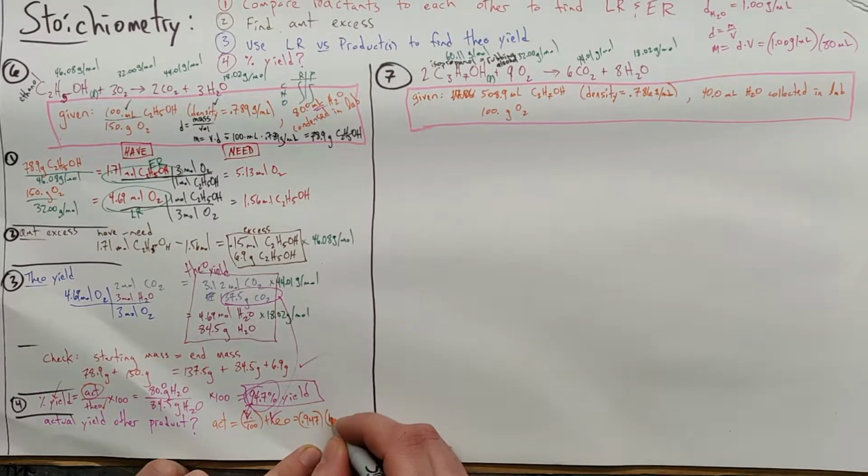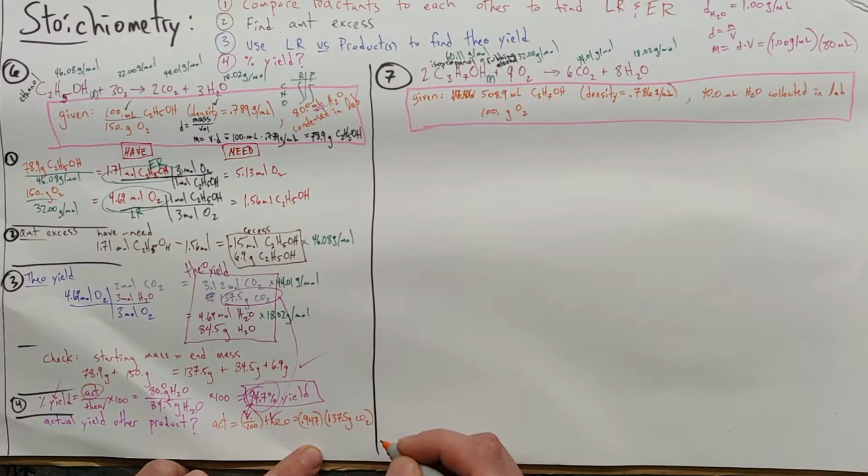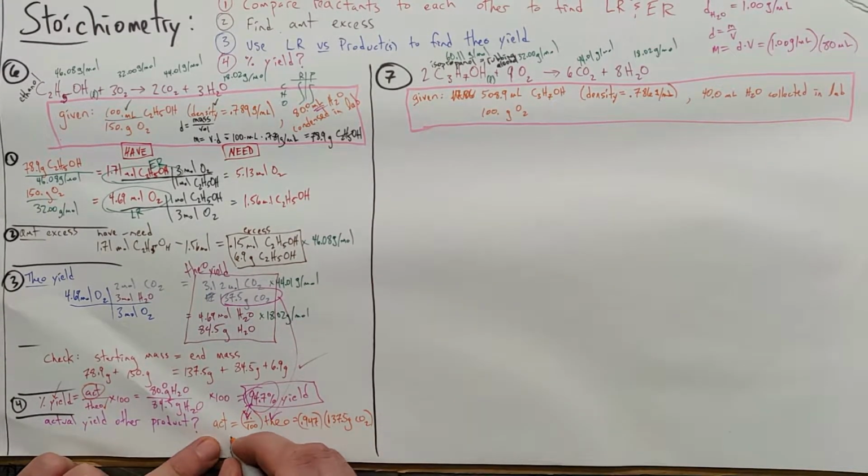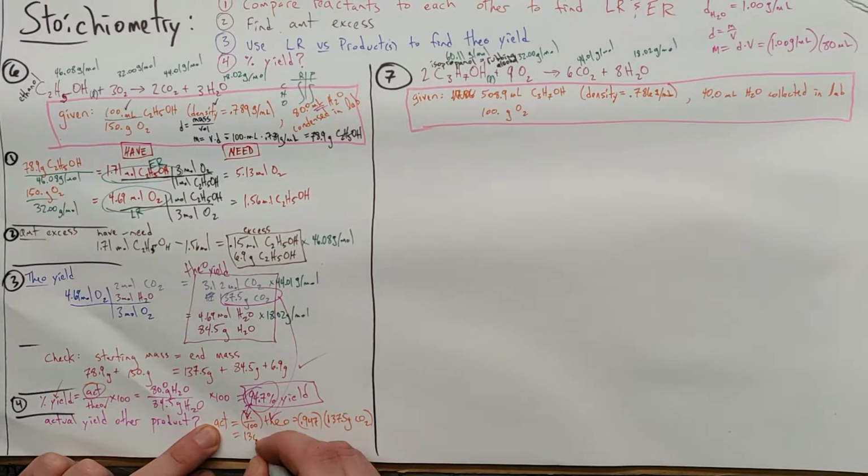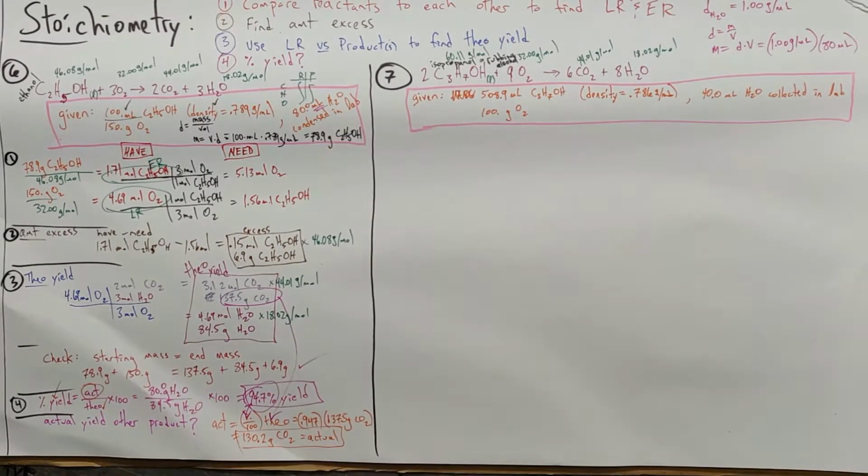the 137.5 grams of CO2. And we end up with 130.2 grams of CO2. 130.2 grams of CO2 is our actual yield. We didn't explicitly ask for it up there, but we were able to find it.